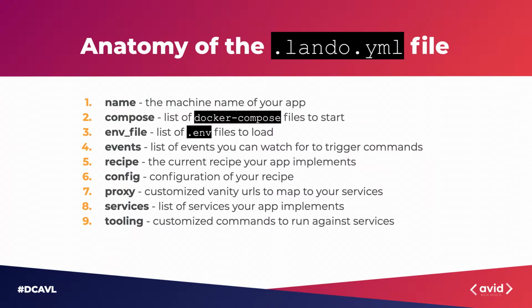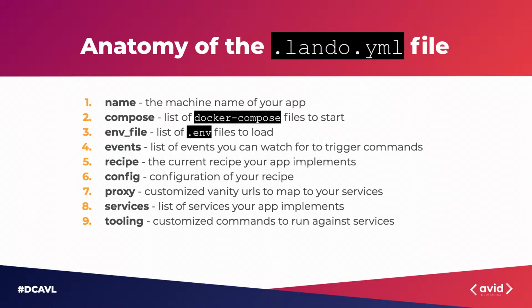So we can talk a bit about the anatomy of the Lando file, getting an understanding of what you can really do in the configuration and what's provided by default as part of your recipe. So the name is essentially just the machine name of your application. Compose allows you to list out a number of additional Docker Compose files that you want to spin up with your app that can then get mapped to services, and you can use those. You can load local environmental variable files, env files for something like an API key that you don't want to have checked into the repository.